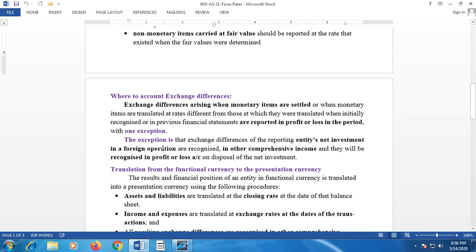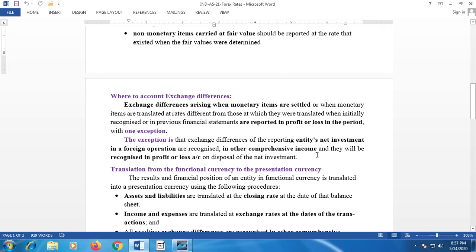With one exception, the exception is that exchange differences of the reporting entity's net investment in foreign operation are recognized in other comprehensive income. In case the entity invests in foreign operations, then that exchange difference should be treated as other comprehensive income, and that should not be shown in the profit and loss account. Other comprehensive incomes are shown in the balance sheet.